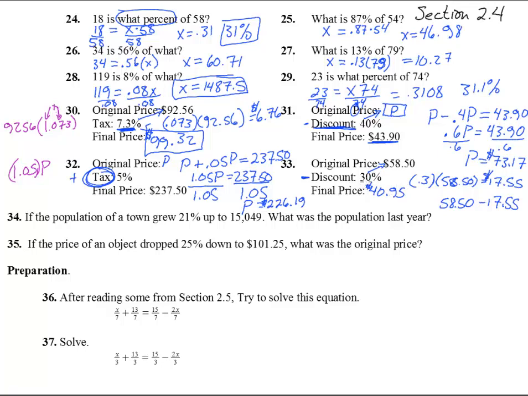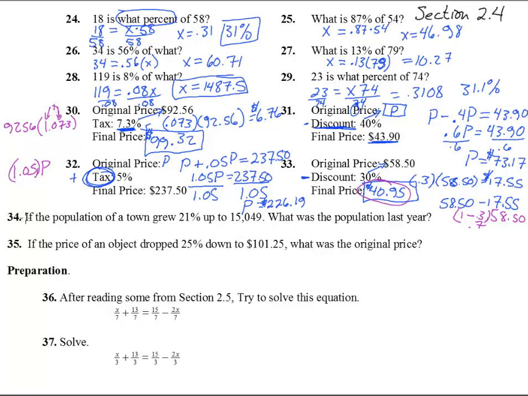Again, put that $ sign on there. Don't forget it. The shortcut, I'm going to show that really quick. If you're taking something minus 30% times 58.50, then that's the same as 0.7 times 58.50, and you'll see you'll get that same answer.